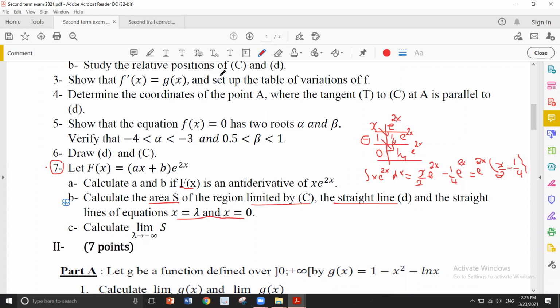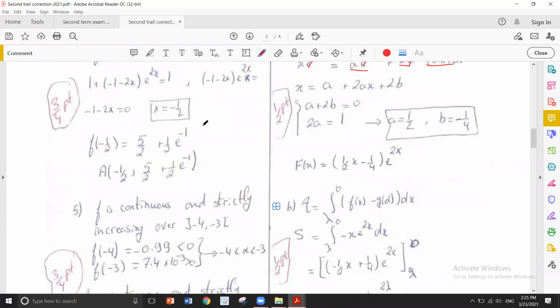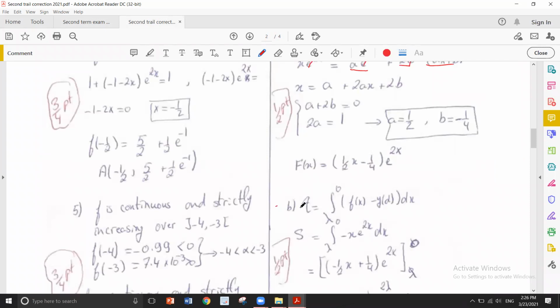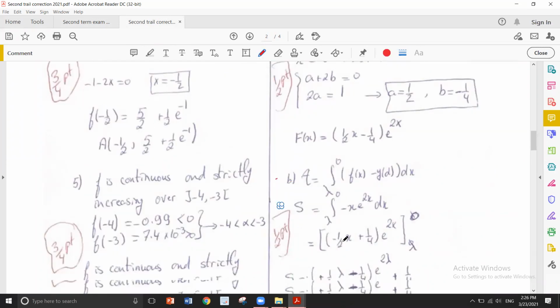or the absolute value so the area does not come out negative. So the area equals the integral from lambda to 0 of f(x) minus y_D dx. Then the area equals the integral from lambda to 0 of minus x e power 2x, f(x) minus y_D.